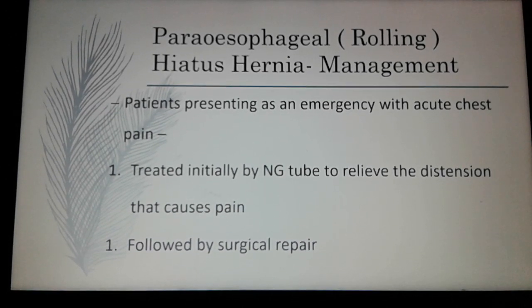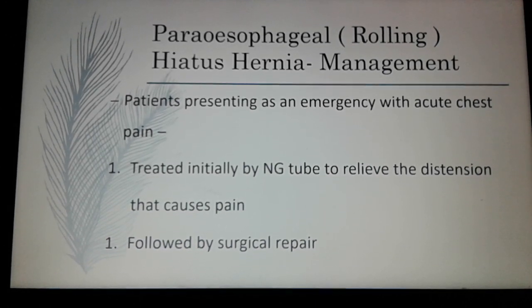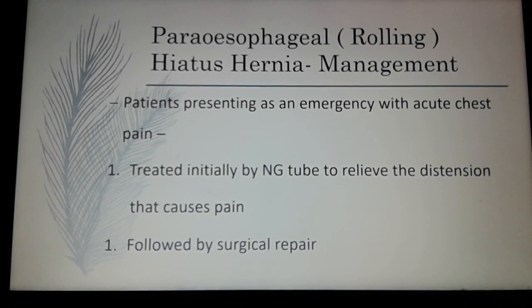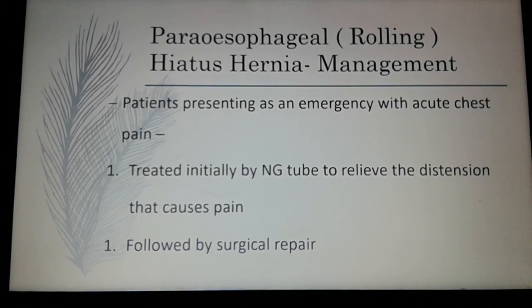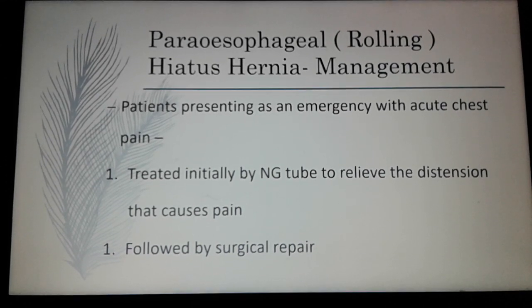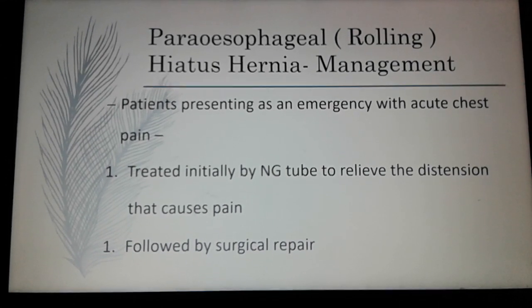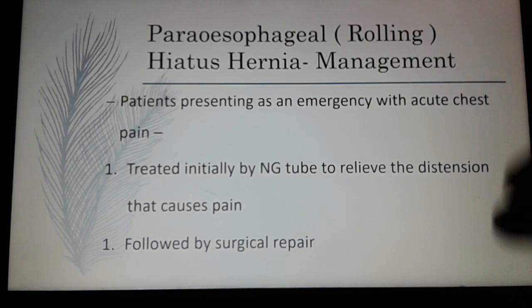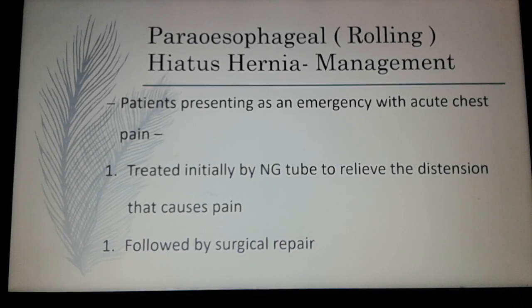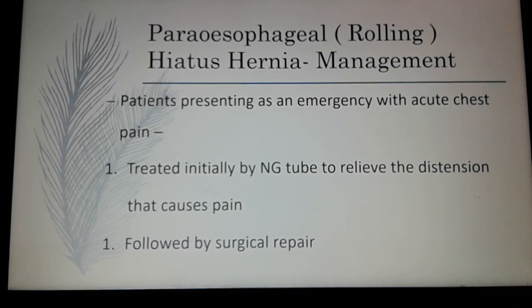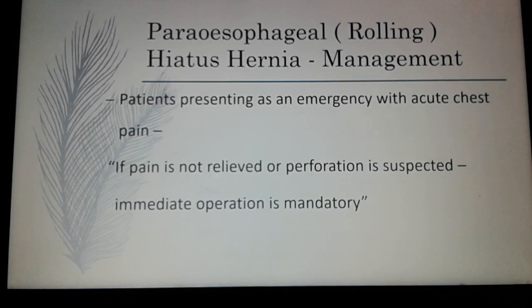So first, put a nasogastric tube, Ryle's tube, to relieve the distension of the stomach that causes pain. The first thing, put a Ryle's tube. Followed by, now consider the patient for surgical repair. Why surgical repair? Because it's a symptomatic patient presenting in emergency with acute chest pain, which means some complications could be associated with this type of presentation. So don't wait, go for a surgical repair.